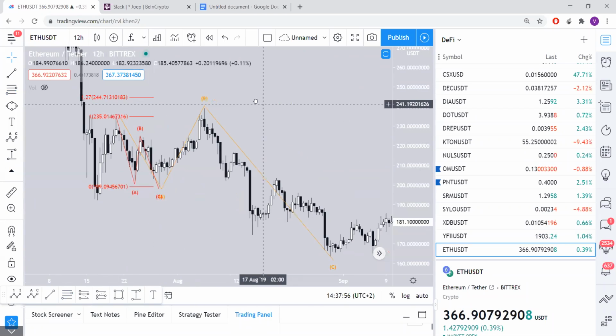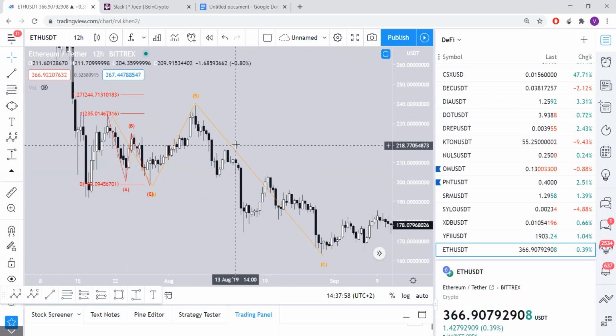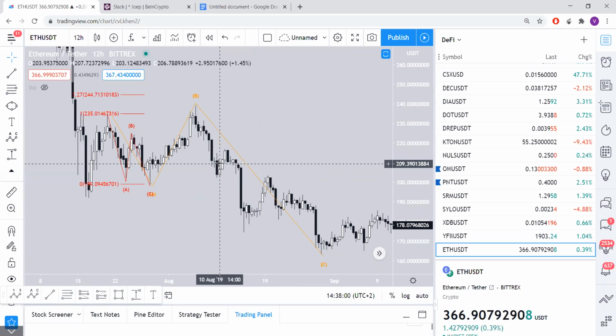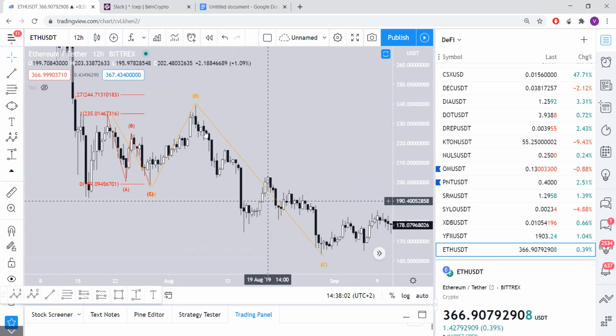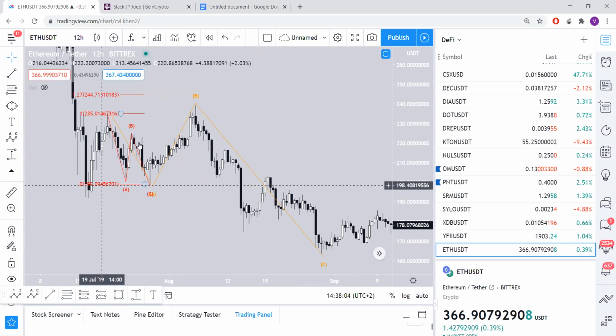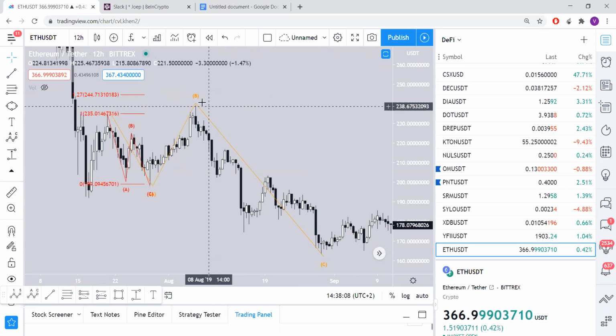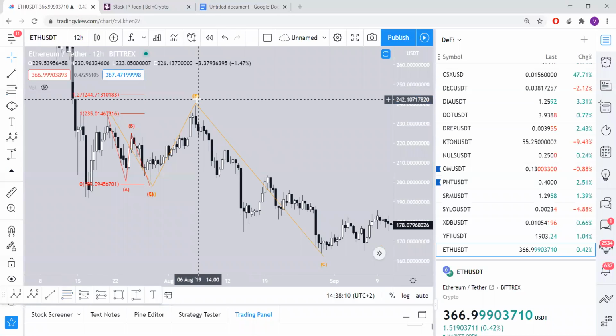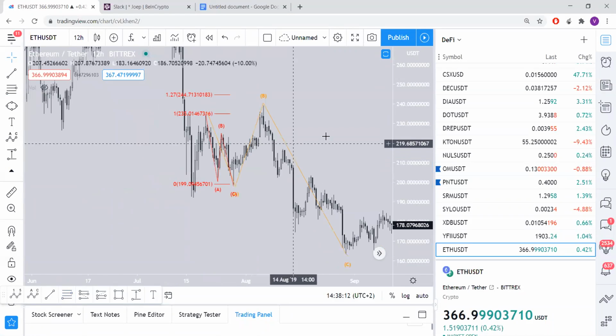But you can make a lot of money if you can properly identify an expanded flat, because the C wave will be extremely large after the B wave is completed. So you can get a very good short position, or long if this is an upwards correction, and then make profit all the way down to the C wave.